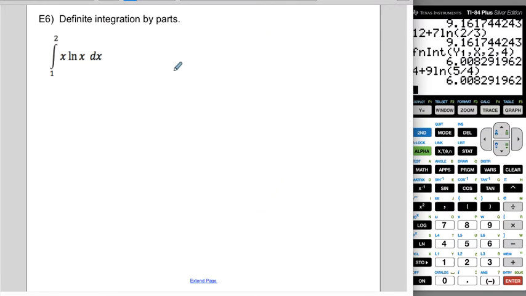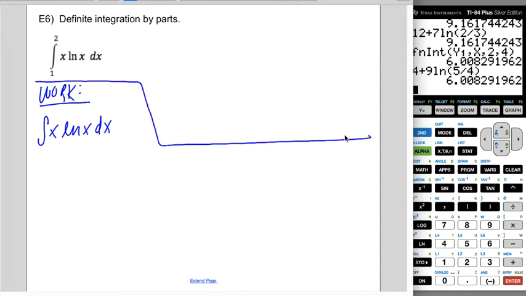All right, so we're going to do a definite integration by parts. I'm going to make the same argument I've made in every video we've done so far. It makes the most sense to do this without bounds first, and then once you've integrated, then you can deal with the bounds. So I'm going to suggest that you don't even think about the bounds until you've integrated.